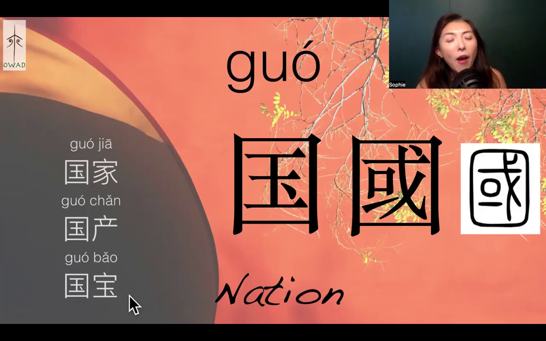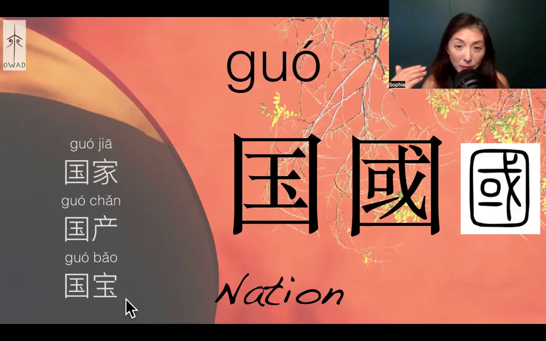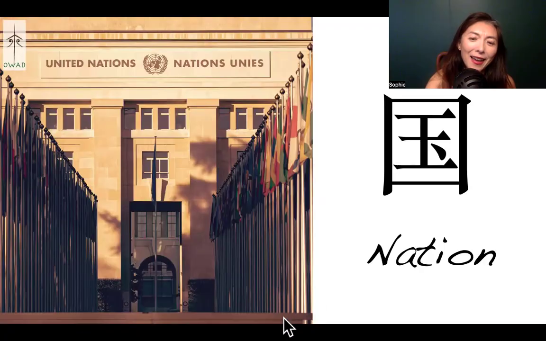Okay, 国宝, 宝 means treasure. So 国宝, either it's a craftsmanship, some special techniques, or it's the craftsmen themselves. Somebody who has a special high achievement in a particular artistry would be recognized as a national treasure. And here is nation represented by United Nations.